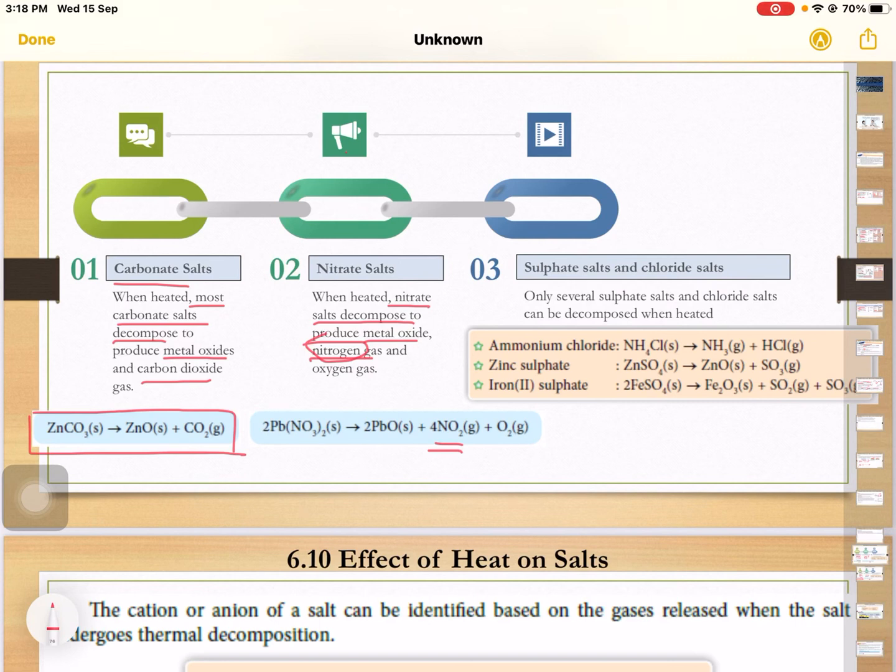Okay. And then for sulfate salt and chloride salt, only several sulfate salt and chloride salt can be decomposed when heated. For example, ammonium chloride, when we heat, it will release ammonia gas and also hydrogen chloride gas. Zinc sulfate, when we heat, it will produce metal oxide, ZnO, and also sulfur trioxide. And for iron 2 sulfate, when we heat, it will produce iron 3 oxide, sulfur dioxide, and sulfur trioxide. Okay, the rest which are not mentioned here are not decomposed.